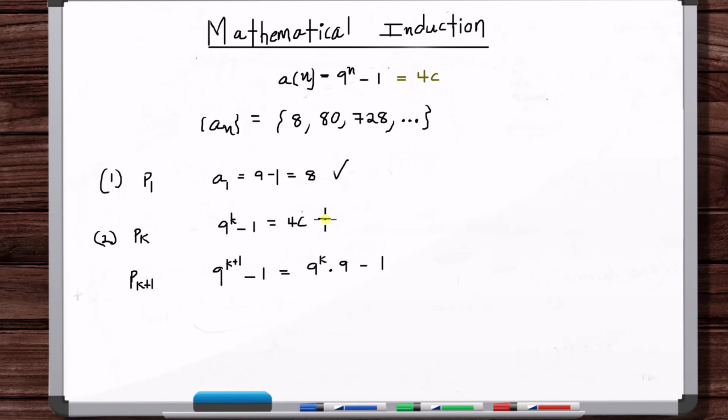Okay, we know 9 to the k, because we wrote it here. So we can say 4c plus 1 times 9 minus 1, which is 36c plus 9 minus 1.